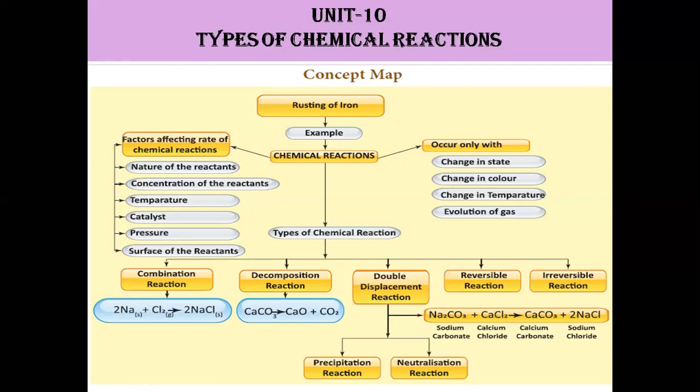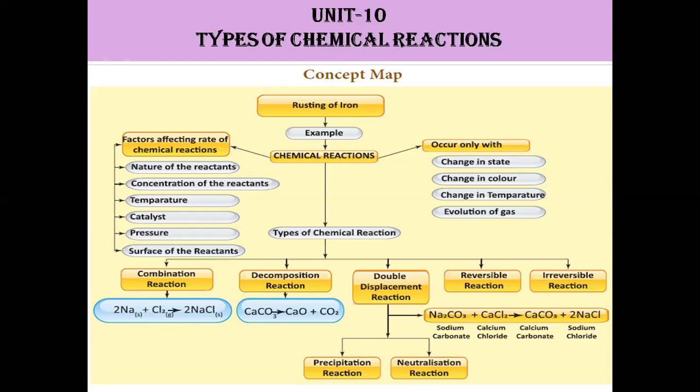In this class we talked about unit 10, types of chemical reactions. What is meant by chemical reactions? What happens during chemical reactions? Chemical reactions occur with change in state, change in color, change in temperature, evolution of gases. What are the factors affecting chemical reactions? There are nature of reactants, concentration of the reactants, temperature, catalyst, pressure, surface area of the reactants. So these 6 are the factors affecting chemical reactions.